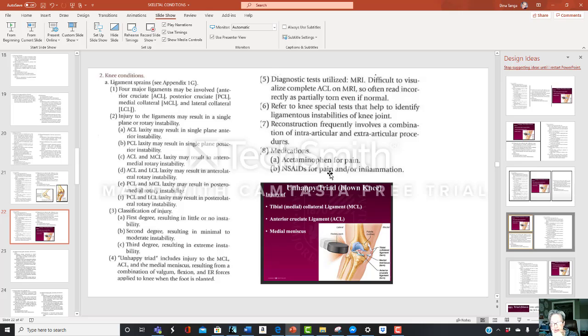So the knee is flexed. The knee is in valgus position with external rotation forces. What's going to cause that unhappy triad?